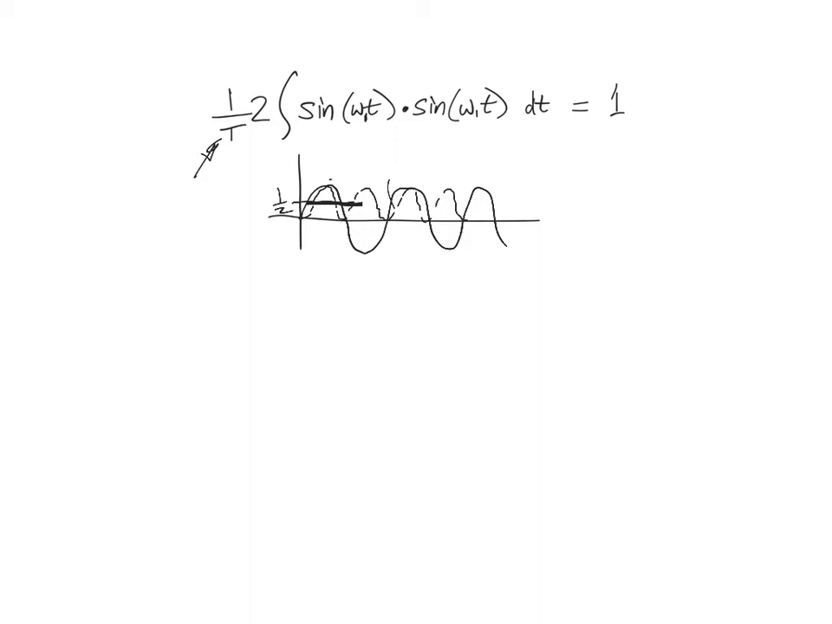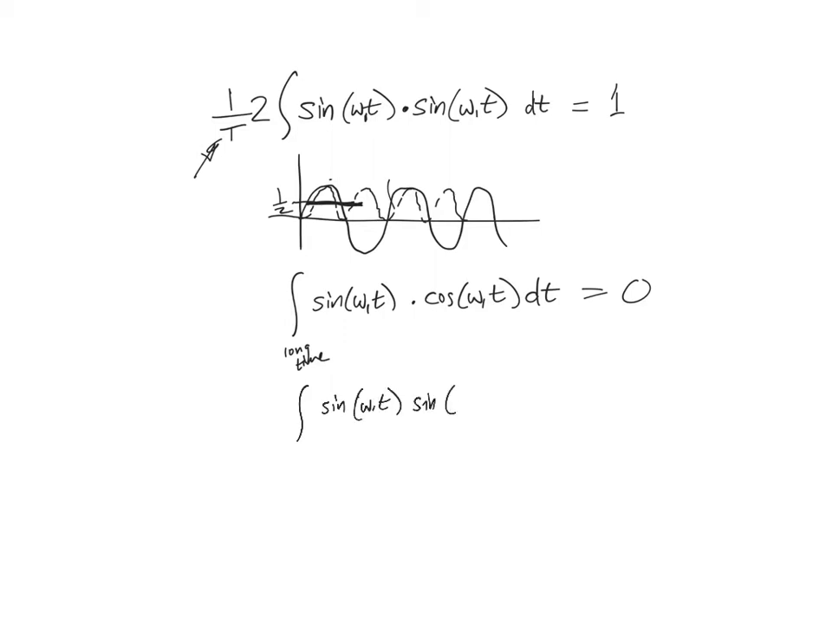Another one is that the integral of sine of omega 1t times cosine of omega 1t, if I do this over an integral number of periods or a long time, equals 0. Those are orthogonal functions. And another one that is exploited is that if I do sine omega 1t times sine of omega 2t dt, then if I integrate over a long enough time, and we'll get back to what that means, that also is equal to 0.